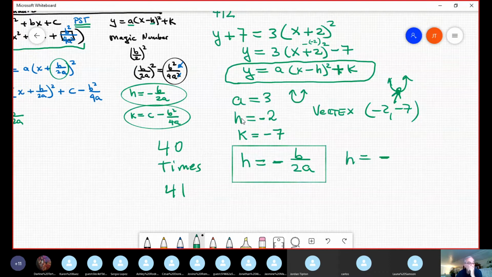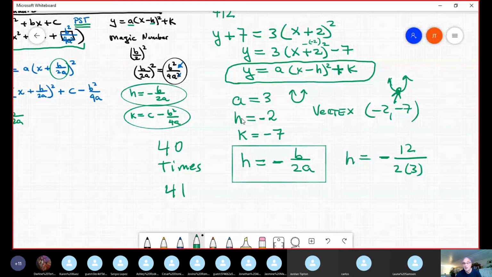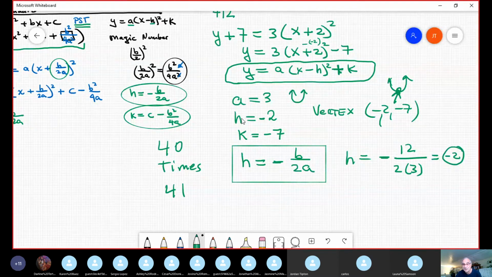H is equal to minus, the formula has a minus here. Who is B? B in our example is 12. B is 12, divided by 2 times A, and A is positive 3. 2 times 3 is 6, and 12 divided by 6 is 2, so negative 2. Boom! I get the same answer without completing the square, using only this formula. And that's it, end of the story.